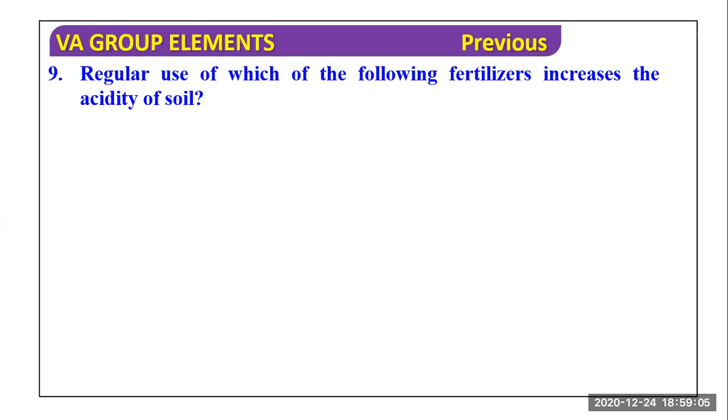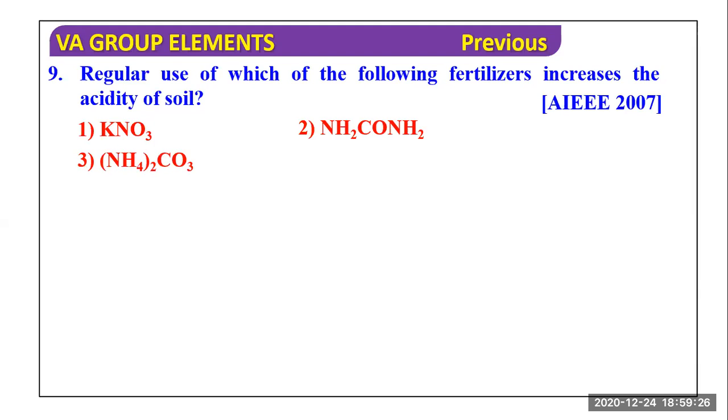Regular use of which of the following fertilizers increases the acidity of soil? Is it KNO3? Is it urea? Is it ammonium carbonate? Is it ammonium sulfate? So which one is the correct answer?